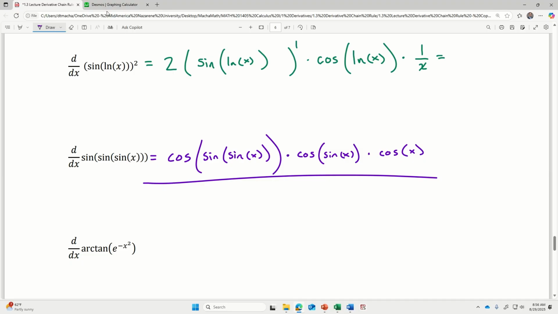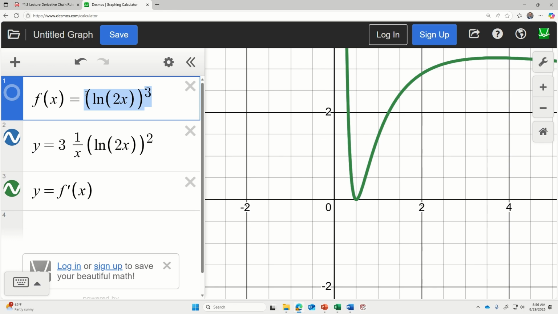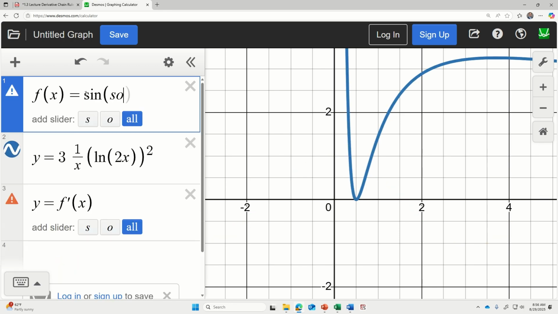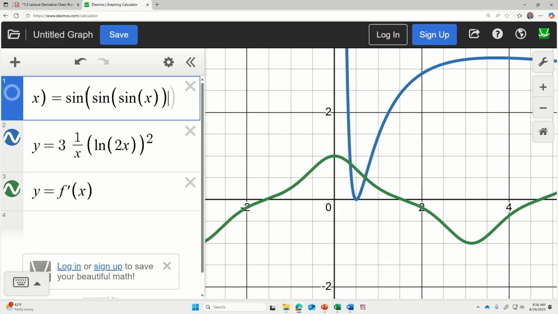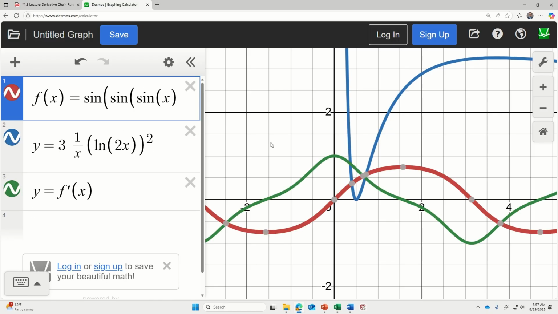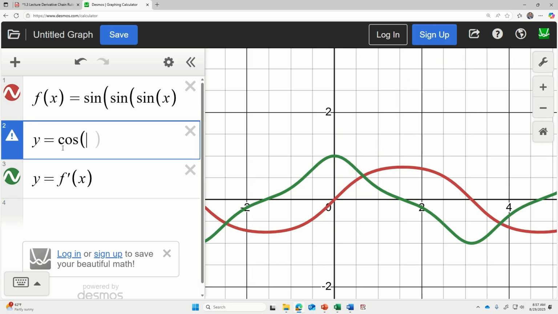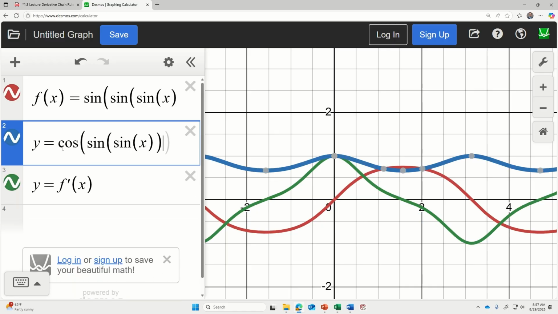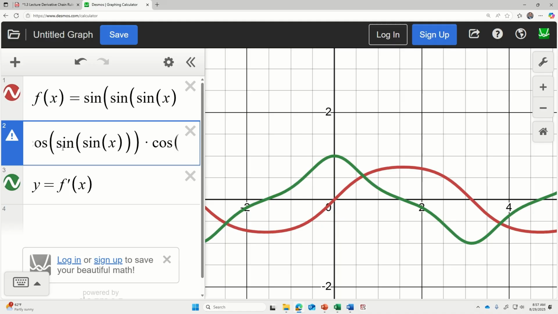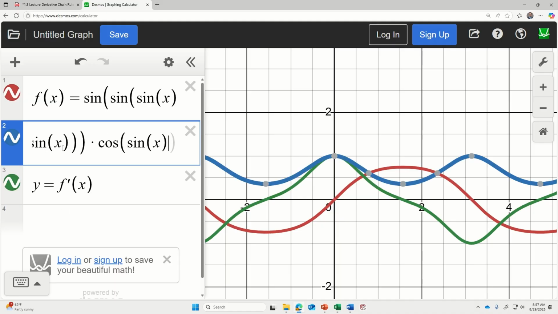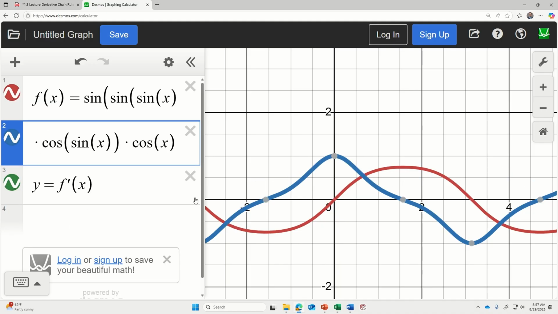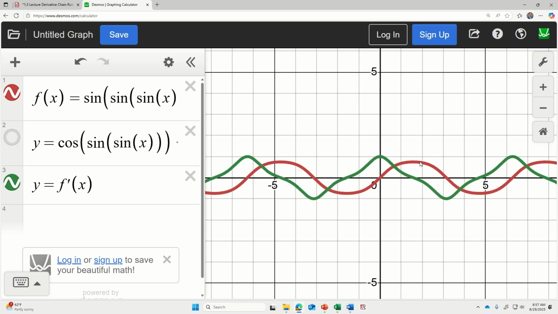I'm just curious. I need to see what the sine of x graph says, you know. So we said the derivative was cosine of sine of x times cosine of sine of x times cosine of x. So we got the derivative right because my blue curve matches the green curve. But yeah, that's apparently what it looks like.